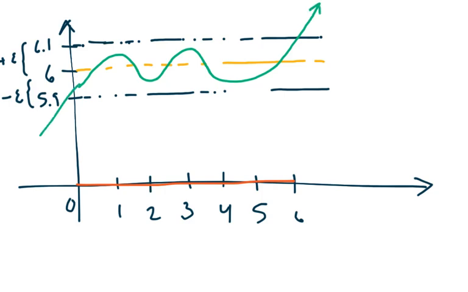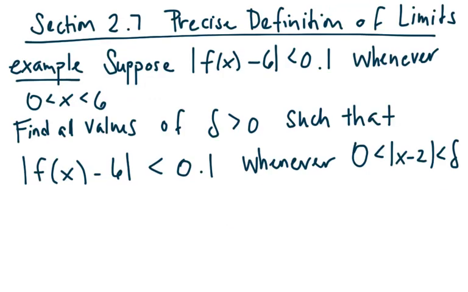We have no idea what is occurring outside of x equal to 6, so we don't know what's happening when x is greater than 6. We don't know what's happening when x is less than 0. All we know is that when x is between 0 and 6, we're guaranteed that the graph of f of x is going to fall somewhere between the values of 5.9 and 6.1. Again, I know that because my original hypothesis tells me so. It says whenever 0 is less than x is less than 6, the absolute value of our function minus 6 is less than 0.1. That means it's within 0.1 of 6.